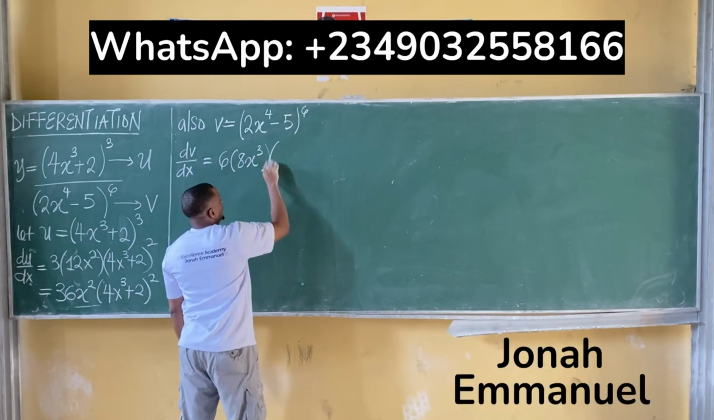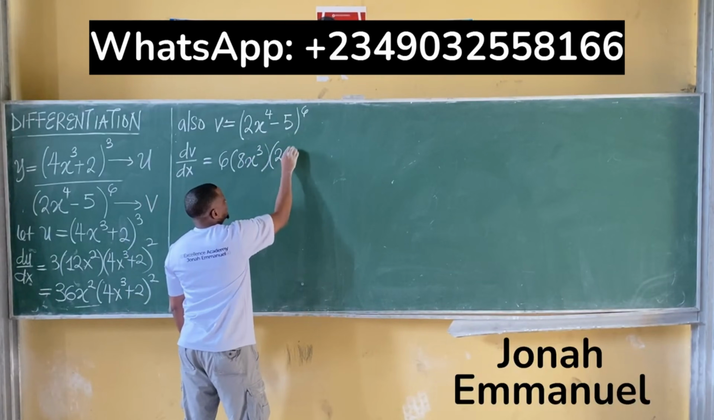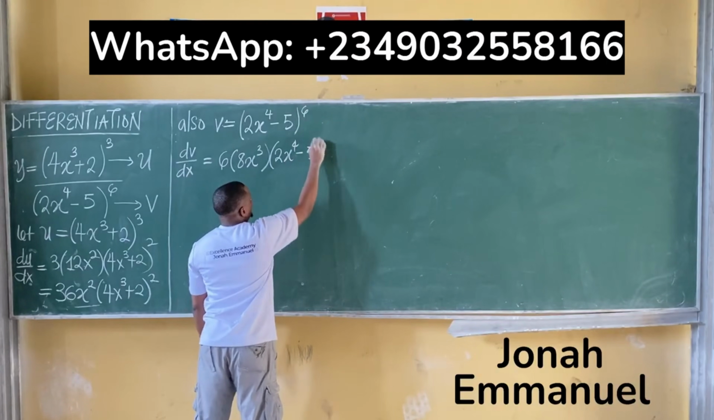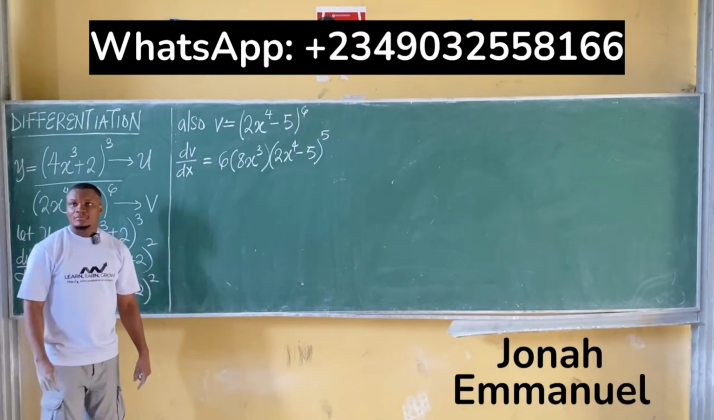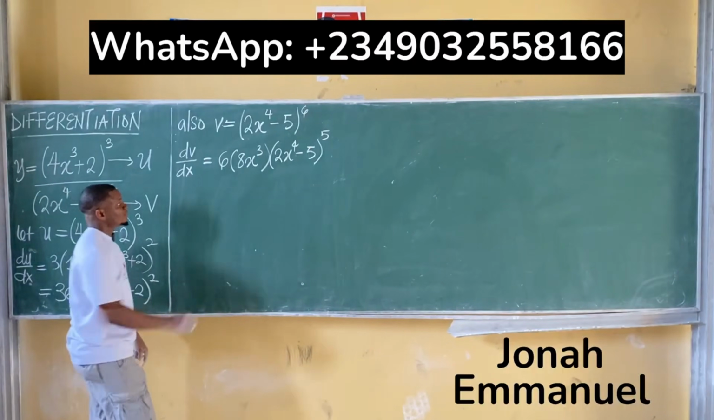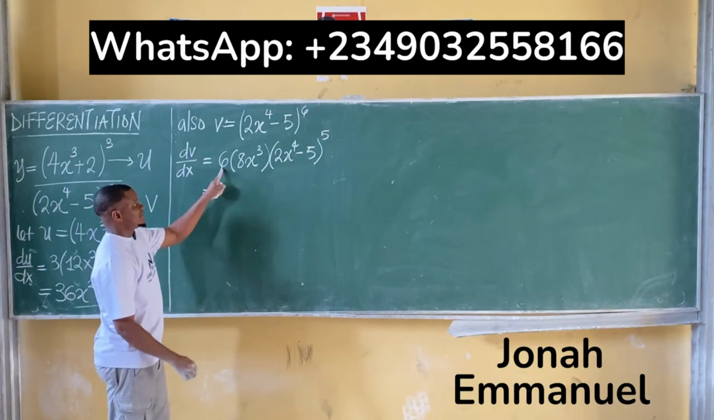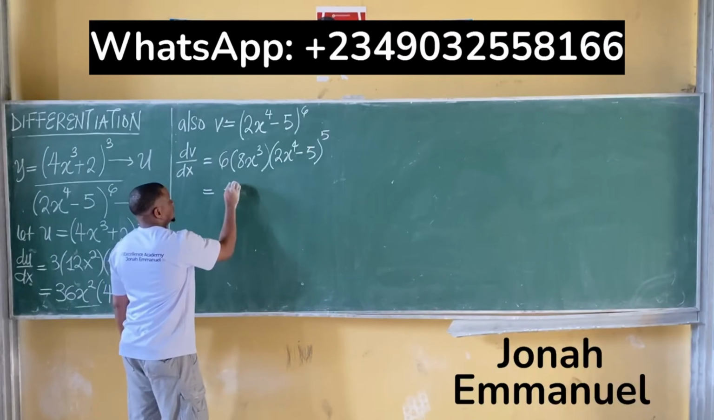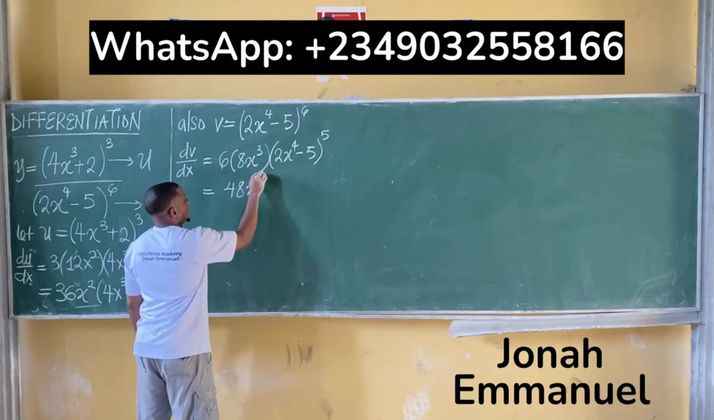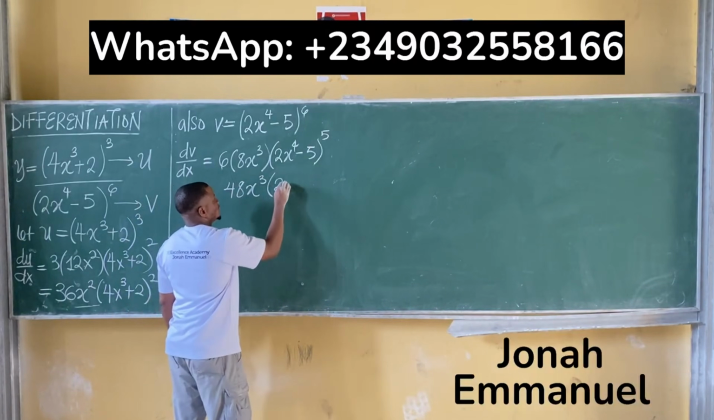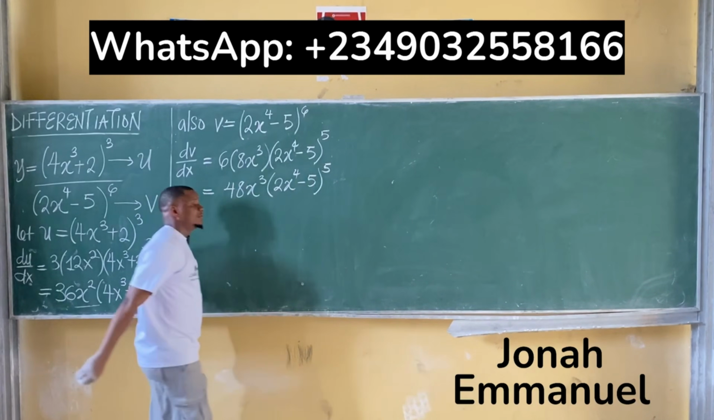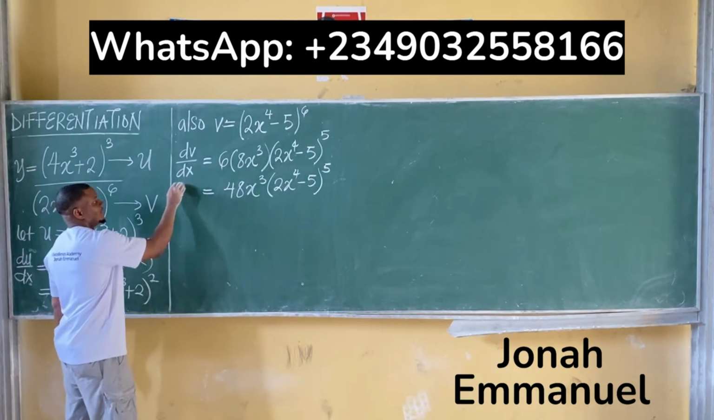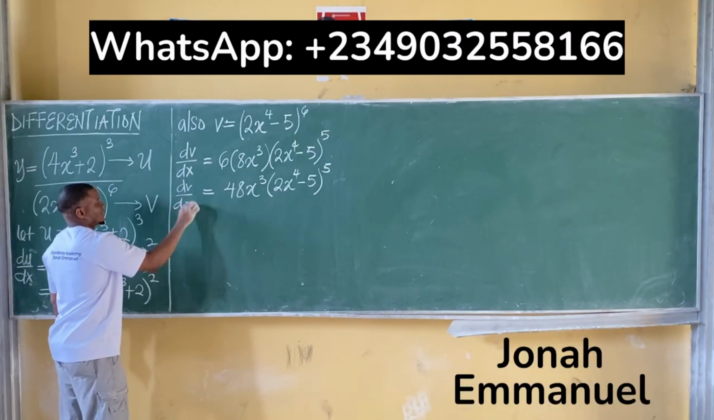Repeat this: 2x to power 4 minus 5. Subtract 1 from the power, 5. So I have this. Multiply 6 times 8, 48. x to power 3 into (2x to power 4 minus 5) to power what there? 5. This is the value of dv/dx.